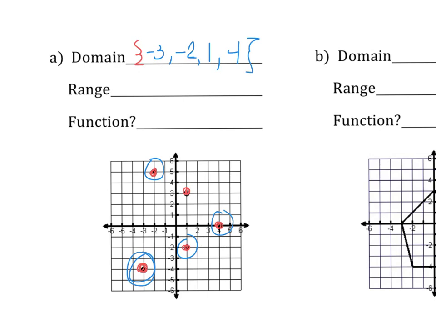We're going to do the exact same thing with our range, but we're going to start from the bottom and work our way up. So our smallest Y value is -4, and then -2, 0, 3, and 5.